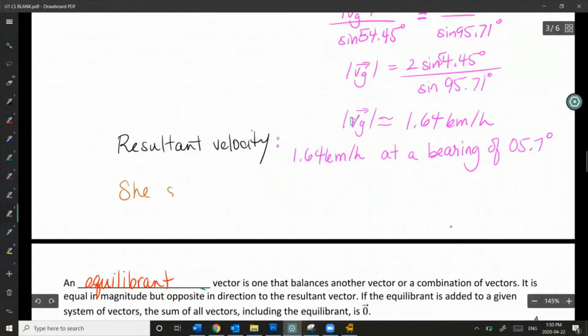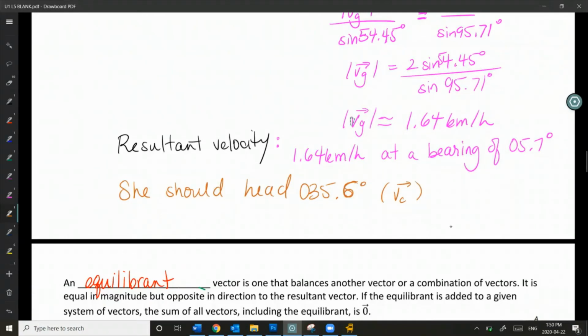So she should head, let's say 35.6 degrees, in order to reach her destination. So this is the velocity with respect to the current that she actually wants to position herself so that the current pushes her over to that resulting ground velocity.